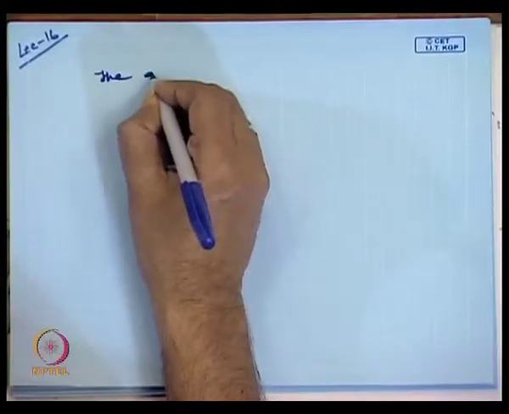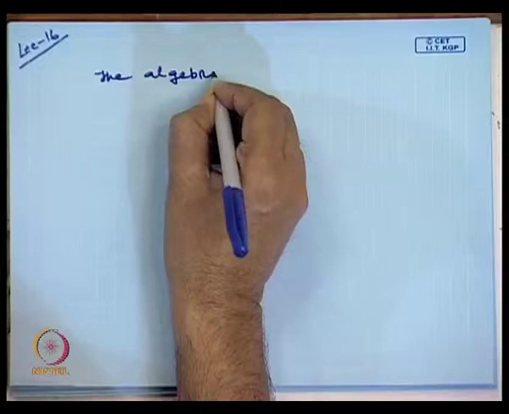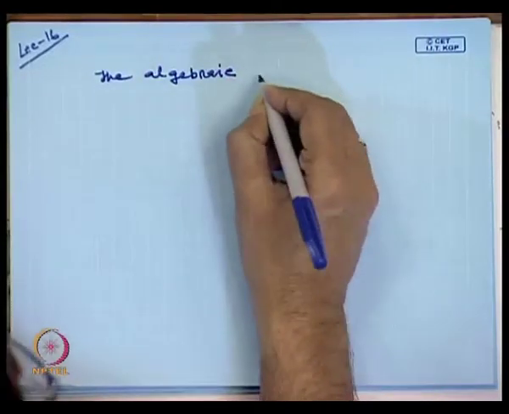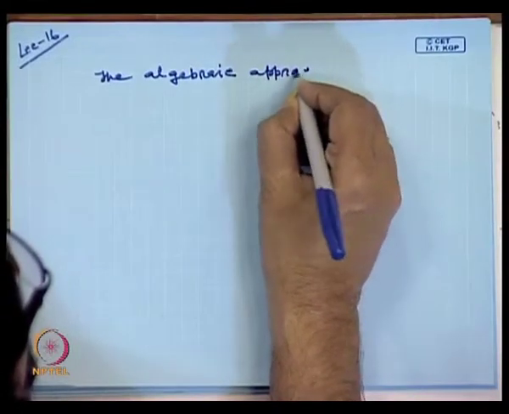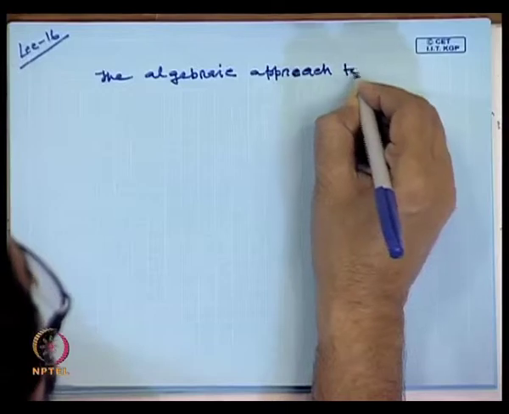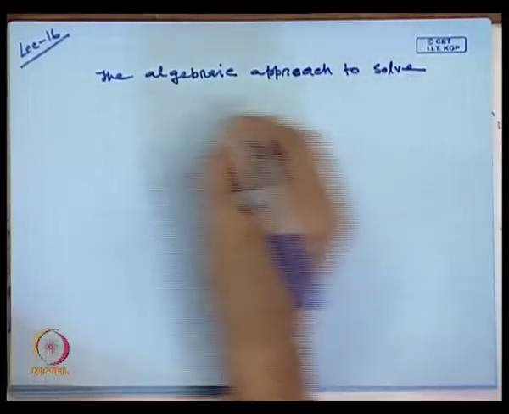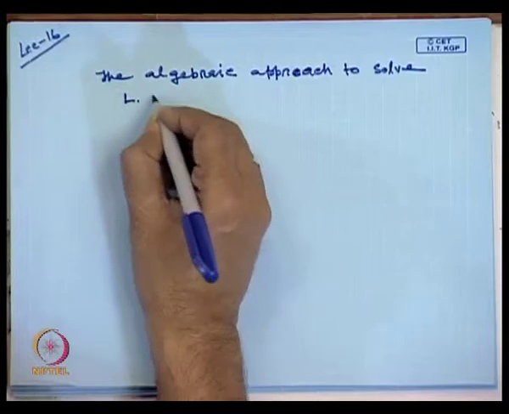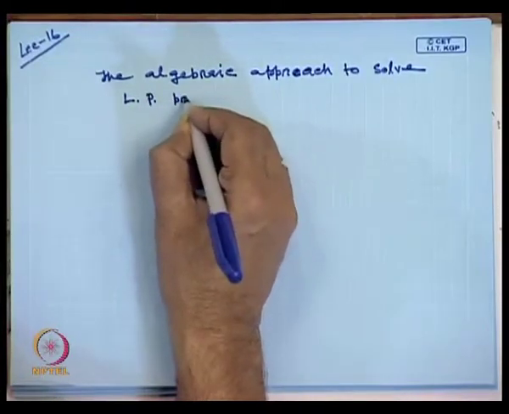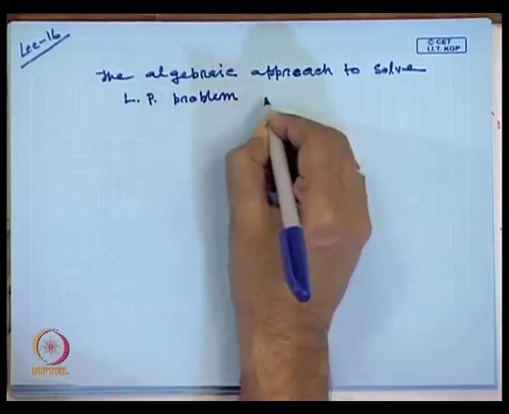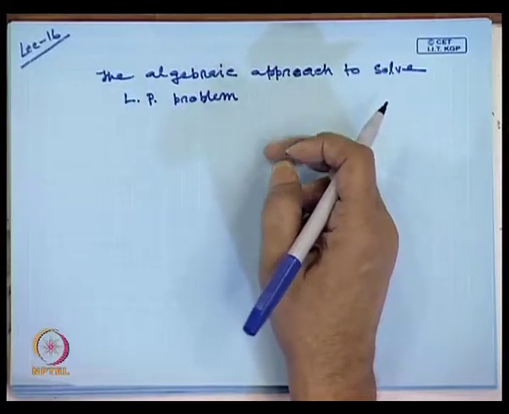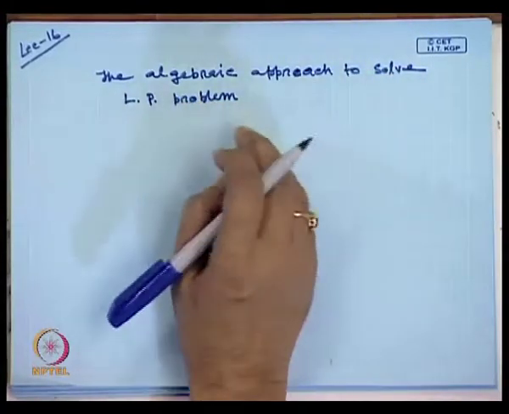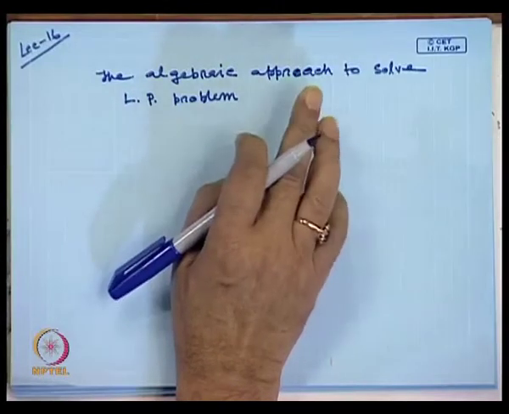So, let us call this the algebraic approach to solve the linear programming problem. This method is an algebraic approach, or numerical method, and the way we will solve the linear programming problem is known as the simplex method.